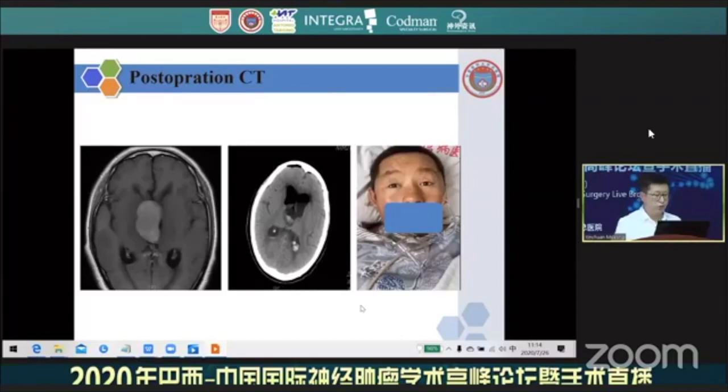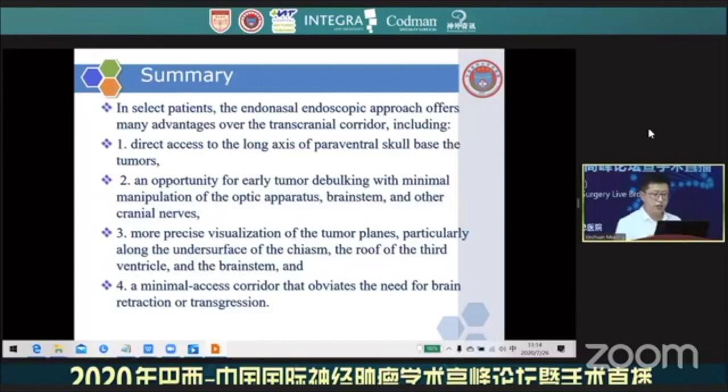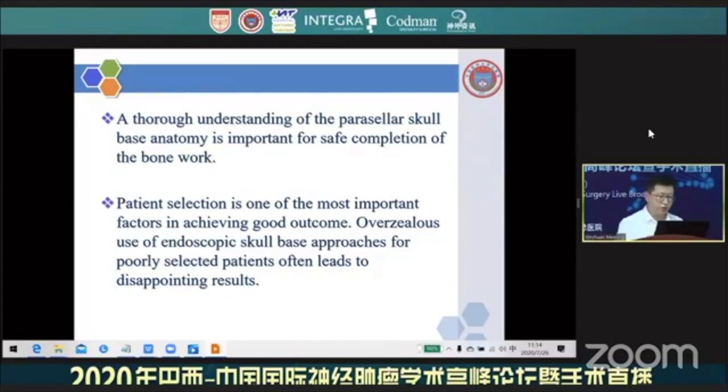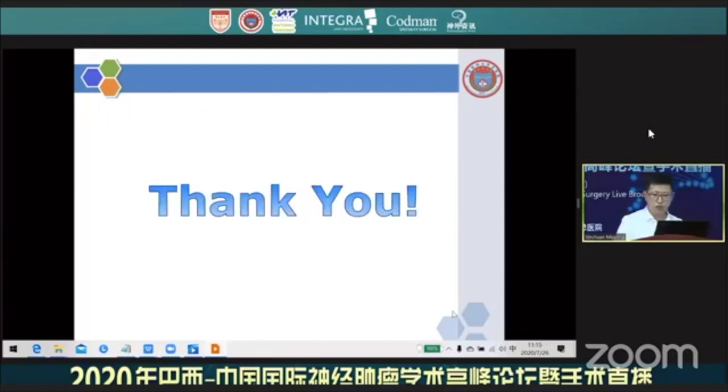And the patient recovered well after the operation. So in summary, in sellar patients, the endonasal endoscopic approach offers many advantages over the transcranial approach, including direct access to the lesions to prevent skull-base tumors. And lastly, thorough understanding of parasellar skull-base anatomy is important for safe completion of the approach. Patient selection is one of the most important factors in achieving good outcome. Overzealous use of endoscopic skull-base approaches for poorly selected patients often leads to disappointing results. Thank you.